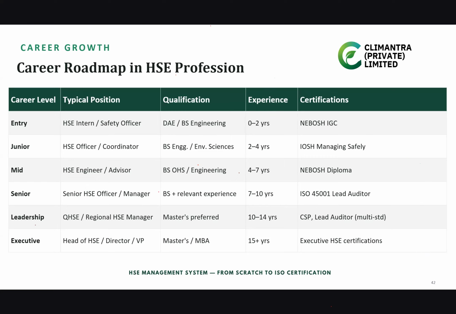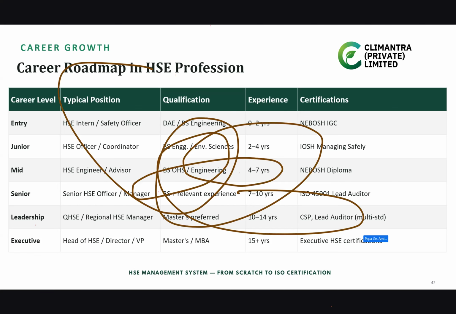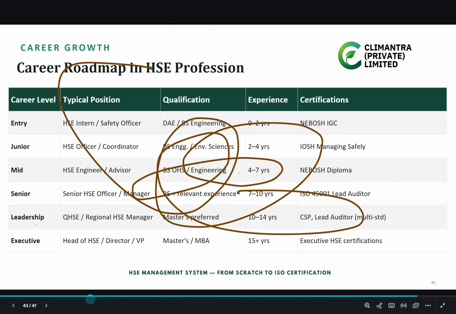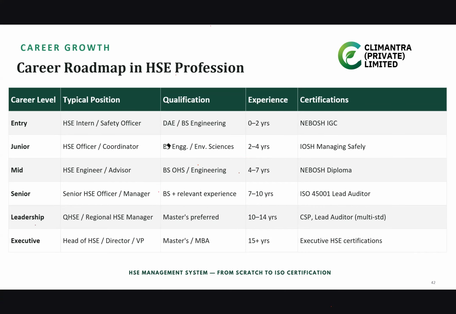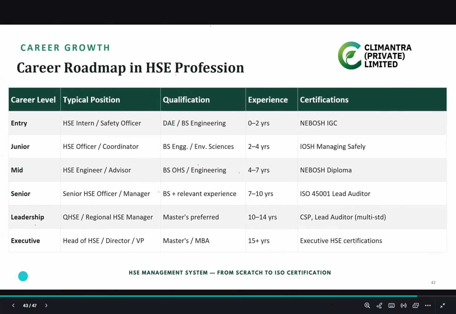After that junior position, you must have some engineering degree or environmental sciences background with 2 to 4 years of experience, with NEBOSH and IOSH both being part of it. Then, after 2 to 4 years of experience, you will move to the next step of your career, which is mid-level positions, including HSE engineer, HSE advisor, or assistant manager level positions. They require engineering with 4 to 7 years of experience, along with NEBOSH IDip.